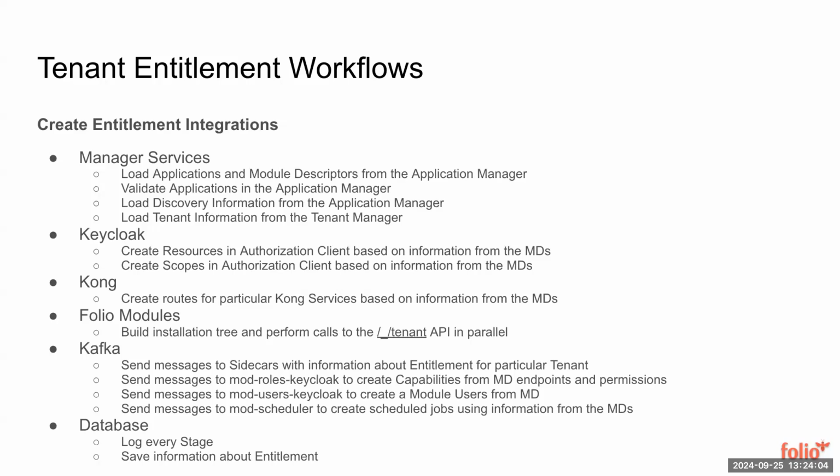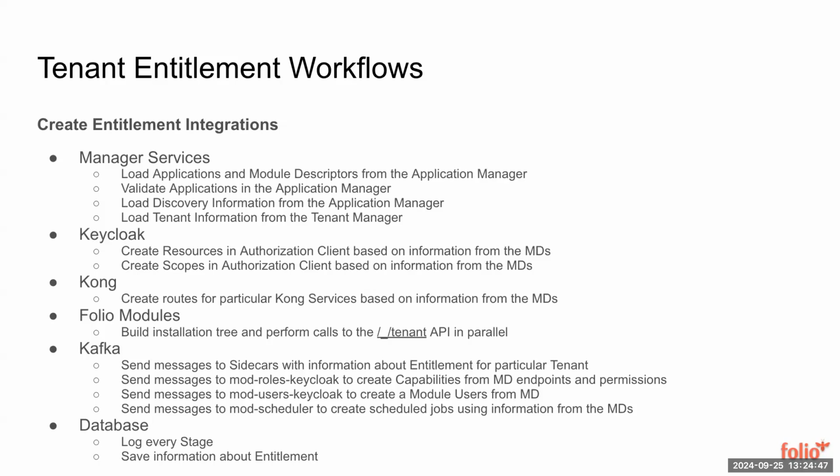When all information is present in Keycloak and Kong, and we're sure that everything is okay, the next step is to enable our FOLIO modules, performing the old and well-known tenant API that each module in FOLIO has. These calls to multiple FOLIO modules perform in parallel as well, but assuming that we have an installation tree and order of installation. So, for example, if mod-inventory requires mod-inventory-storage, first the installation layer that contains inventory storage will be installed.